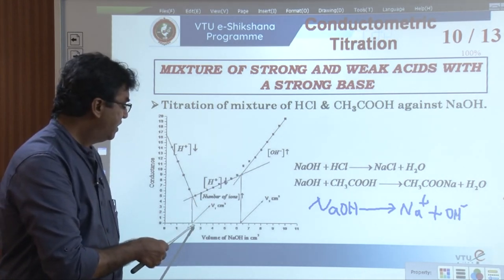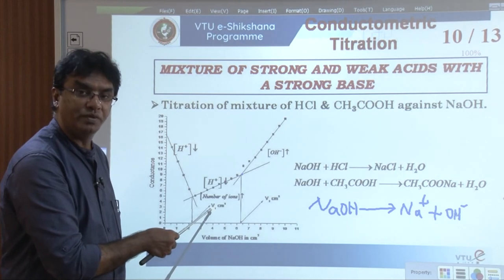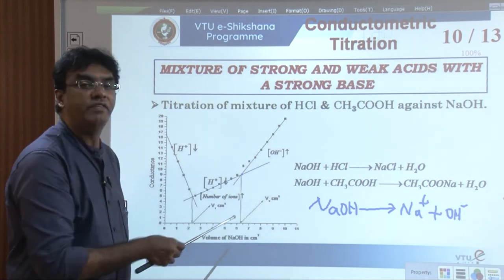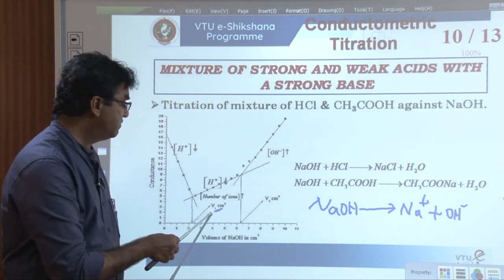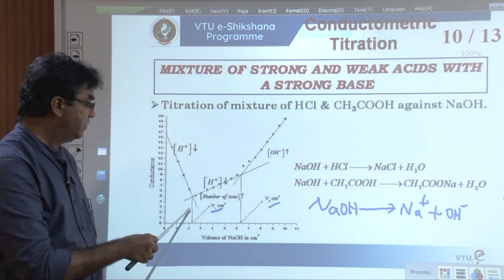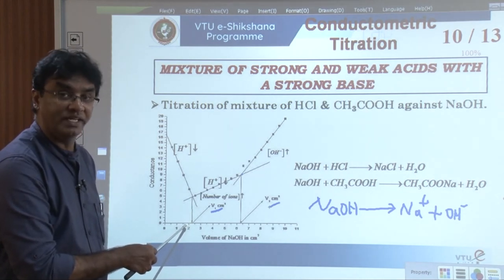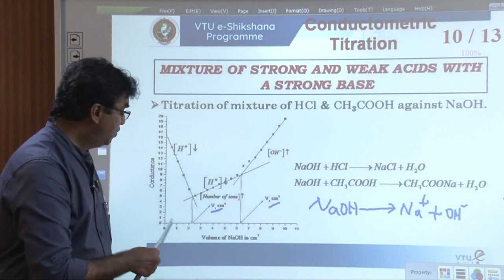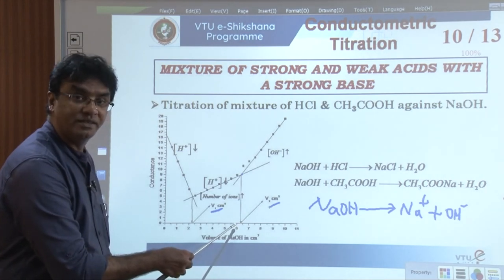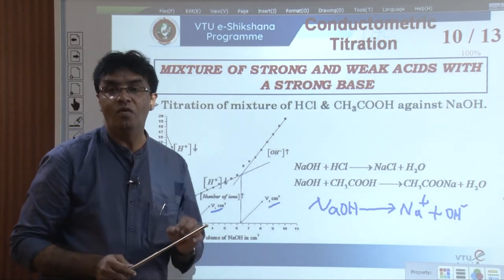From the first intersection, draw a perpendicular to the x-axis. Where it touches the x-axis, call it V1 cm cube. And from the second intersection, draw a perpendicular to the x-axis. Where it touches the x-axis, call it V2 cm cube. What is this V1 cm cube? V1 cm cube is nothing but the volume of NaOH required to neutralize HCl only. 0 to V2 is the volume of NaOH required to neutralize both HCl and acetic acid. Whereas V2 minus V1 will give you the volume of NaOH required to neutralize only acetic acid.